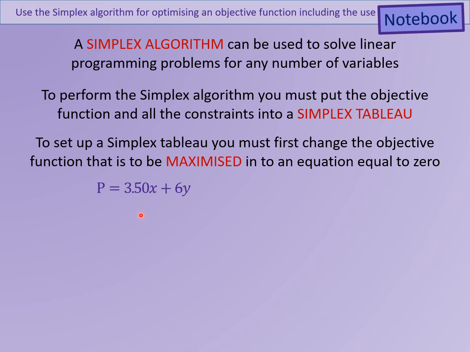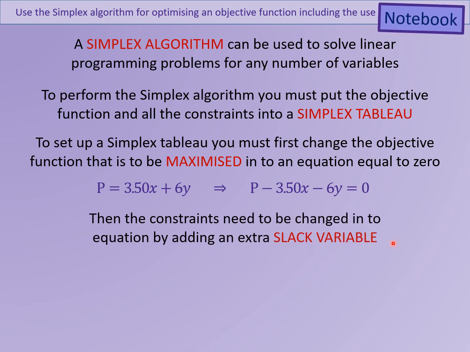Okay, so if I look at that equation just there, the first thing I need to do is rearrange that and set it equal to 0. It's very straightforward. I can take 3.5x on this side, I can take the 6y on this side, keep the p as positive, which makes it equal to 0. There we go, done. The reason for that is your goal is to put all the variables on one side and the numbers on the other.